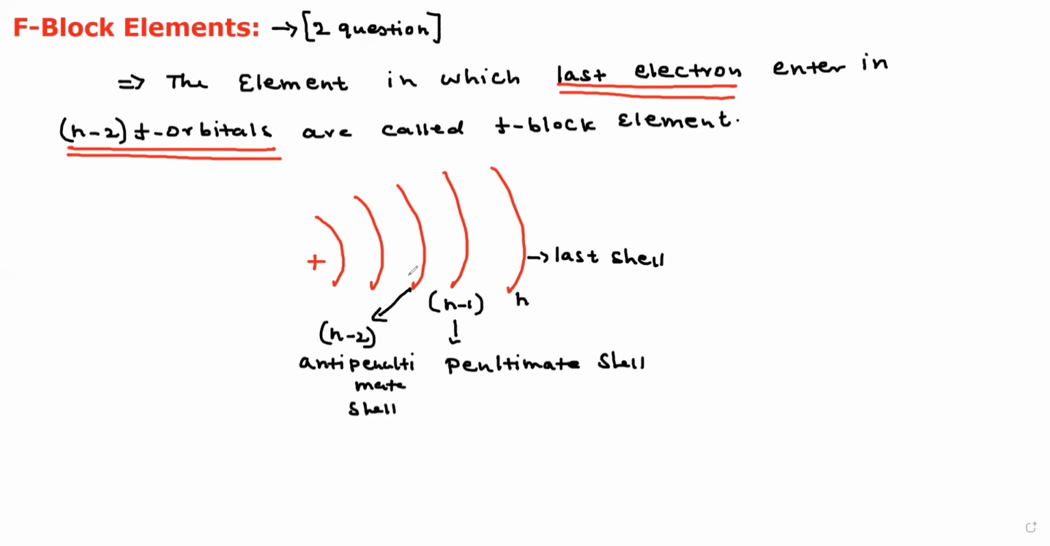The f orbital is an inner orbital. It belongs to the inner n-2 shell, deep inside near the nucleus, even inside the d orbital shell. This is a very important key point. Based on this only we are going to discuss the lanthanide contraction.